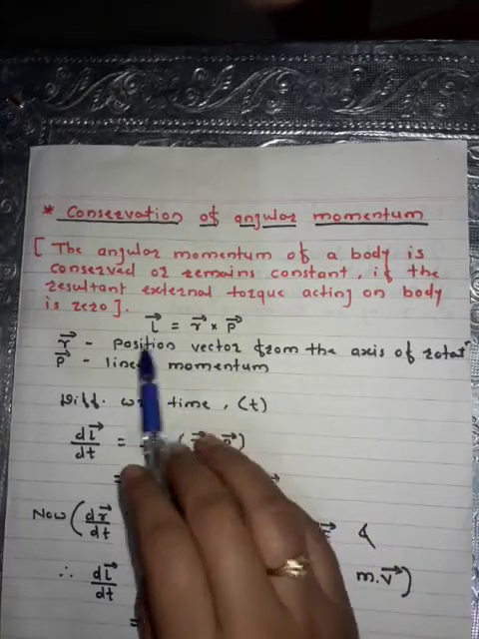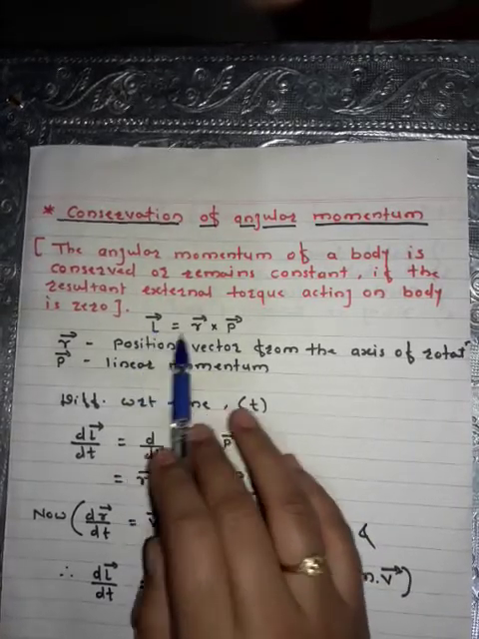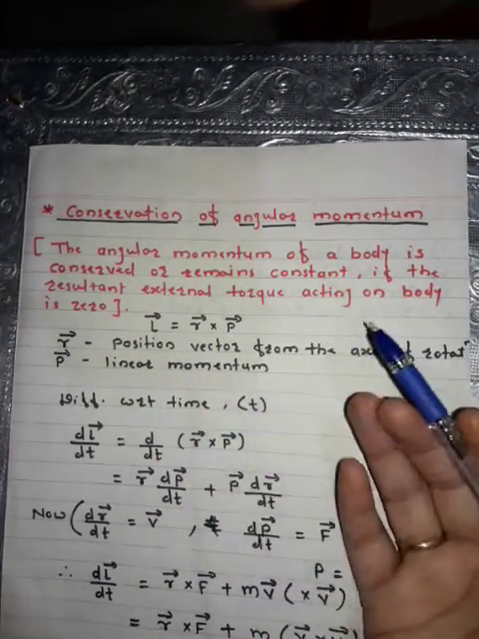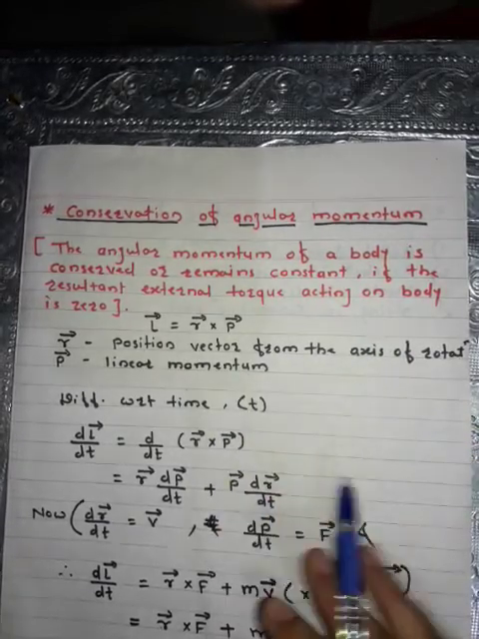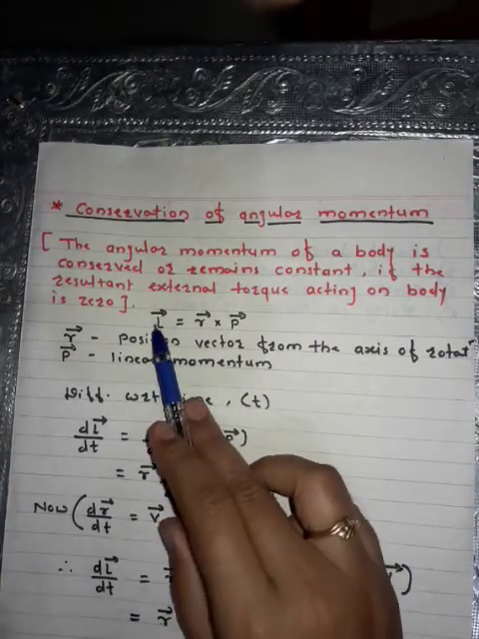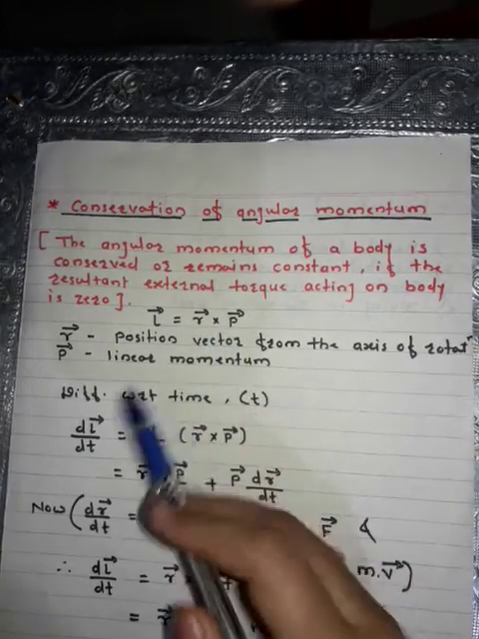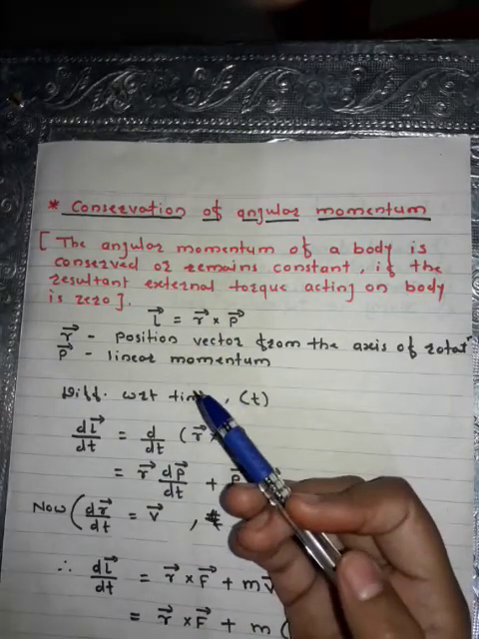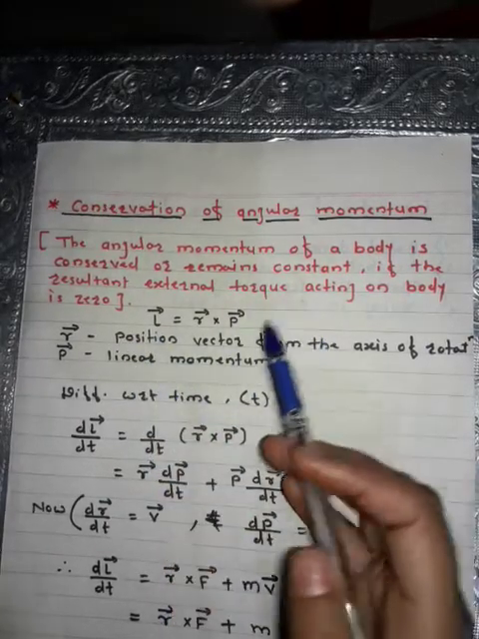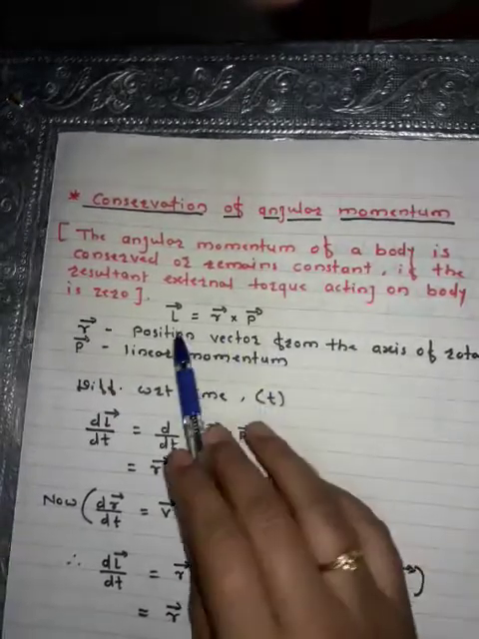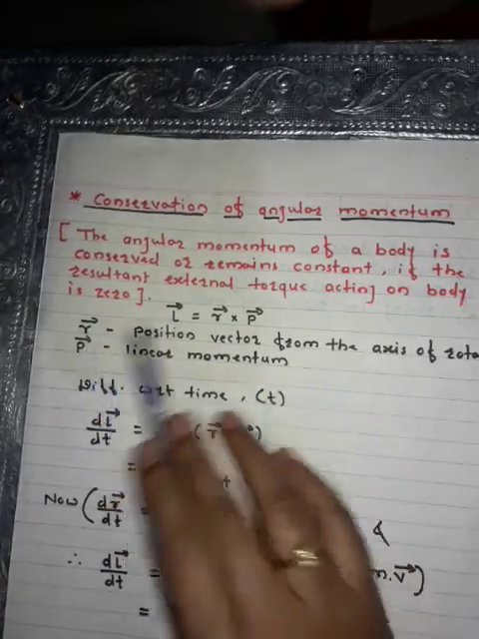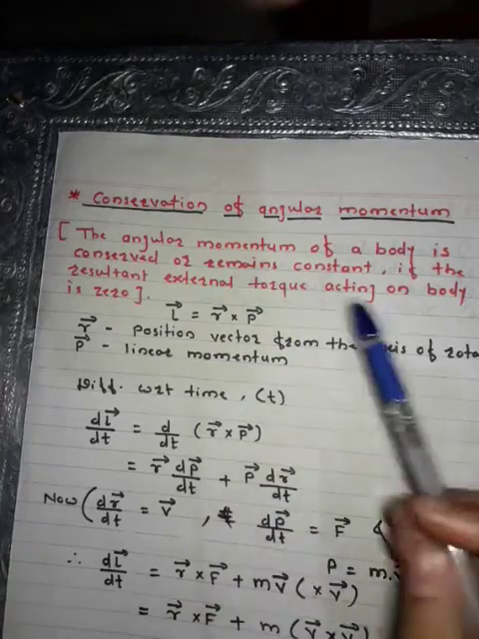So you know that the equation for angular momentum is L bar equal to r bar cross p bar. With suitable changes this can be transformed into conservation of angular momentum. Here we have to check whether L bar is constant or not. If the derivative is 0, then L bar is constant, and if the derivative is not 0, then L bar is not constant. Here r bar is the position vector from the axis of rotation and p bar is linear momentum.